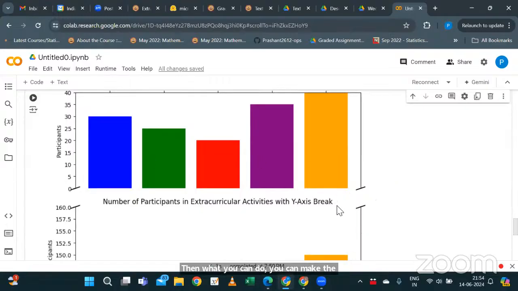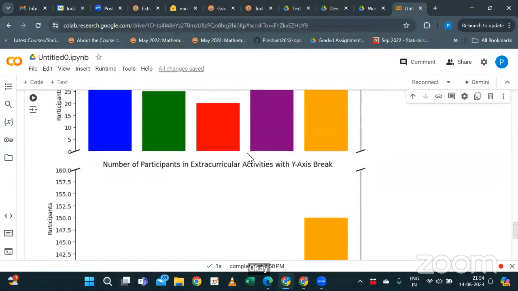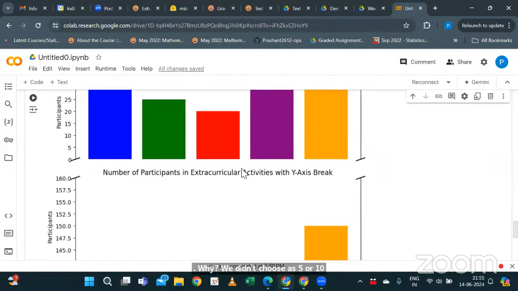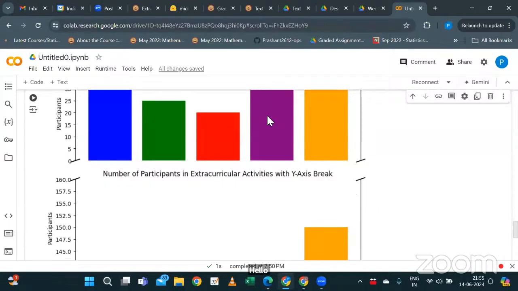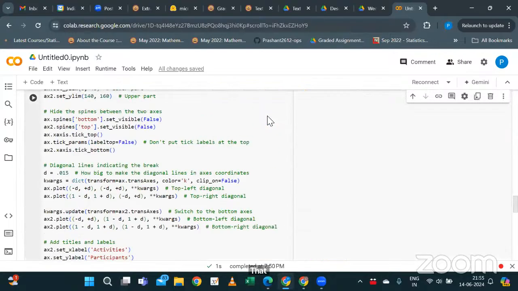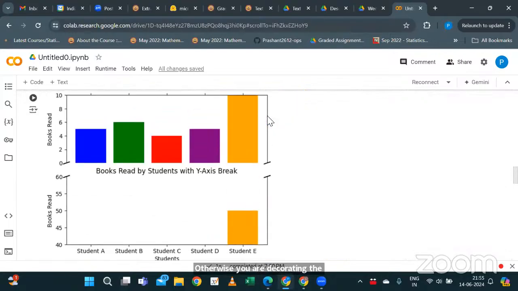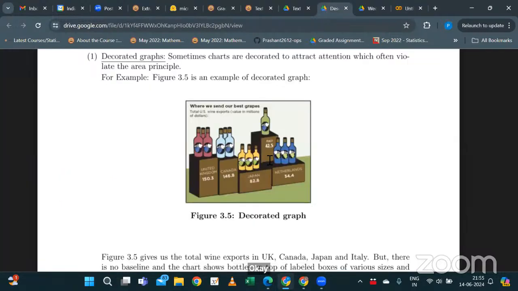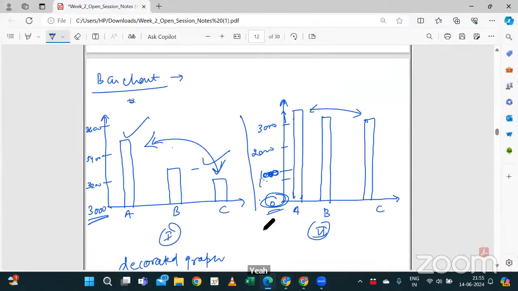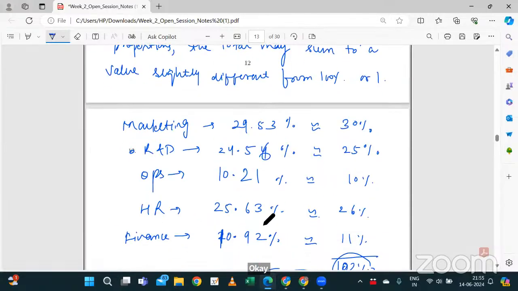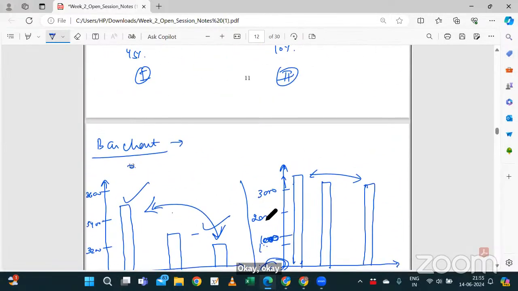Y-axis break. Sir, why do we choose the baseline as 0? Why didn't we choose 5 or 10 or something else? No, if you're using the baseline as 0, that's a good thing, right? Otherwise you are decorating the data. In the previous case, sir, you used 5 as a baseline where you made a break. In that previous one, sir, a different graph, one more different one in which the bar chart was there.